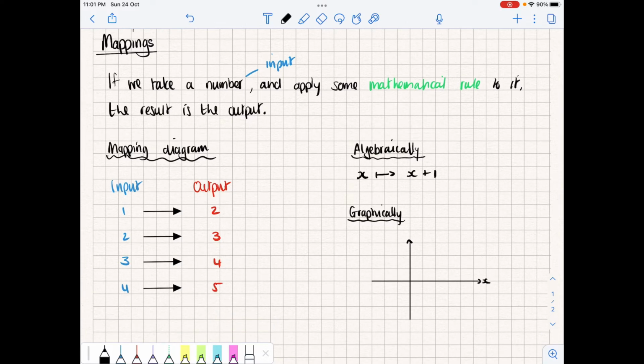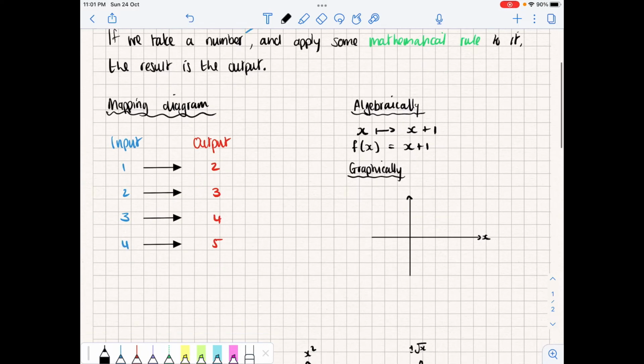Another way of writing this notation would be function notation, and that would be f of x equal to x plus 1. So x plus 1 is a function, or f of x is a function of x plus 1.